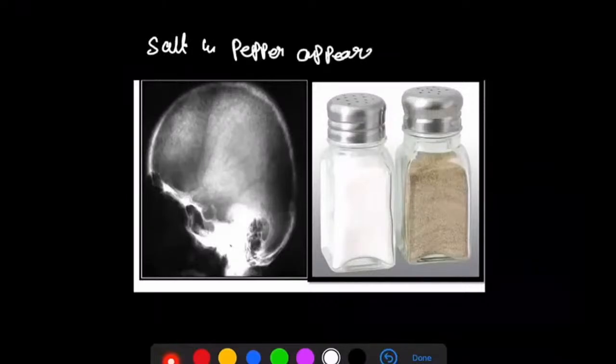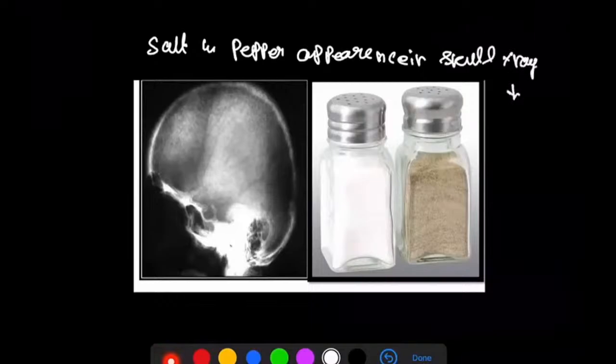appearance in skull X-ray, seen in hyperparathyroidism. We learned already in endocrinology that parathyroid hormone causes erosion of the bones. Because of the erosion, we have this important image appearance, salt and pepper appearance, seen with hyperparathyroidism.